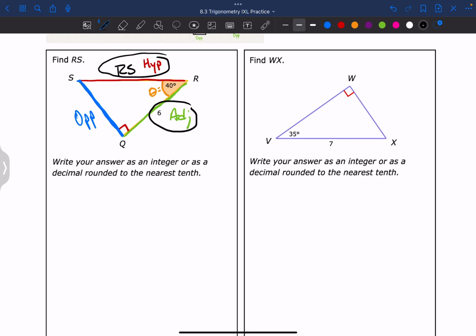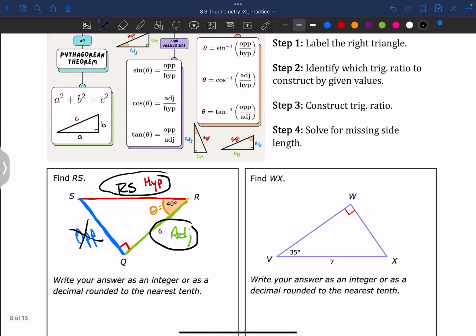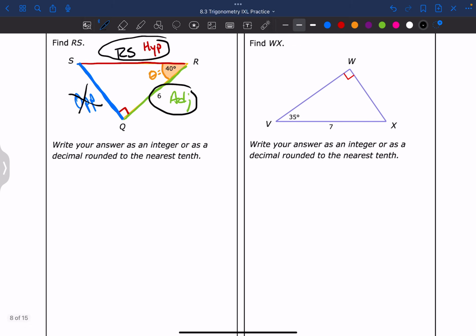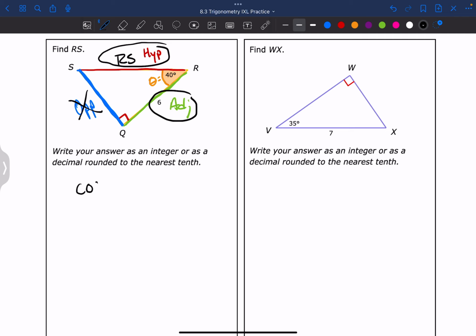So I don't really care about the opposite side. So again, I'm dealing with one that is doing adjacent and hypotenuse. I've already done that. That was my second example. That's cosine. So let's quickly do that again. Cosine of theta is equal to the adjacent side over the hypotenuse. I constructed the trig ratio. Now let's substitute the values.